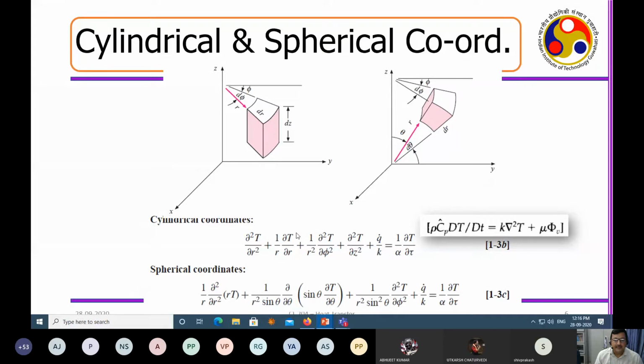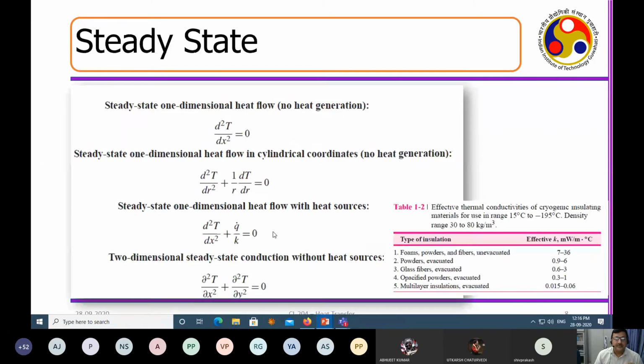This is the phi component, and this is the phi or theta component, and this is the r component, right? So the one-dimensional equation for cylindrical coordinates, you can see it will become like this. Again, for no heat generation, Q dot will be 0, and at the same time, the time derivative will be 0.